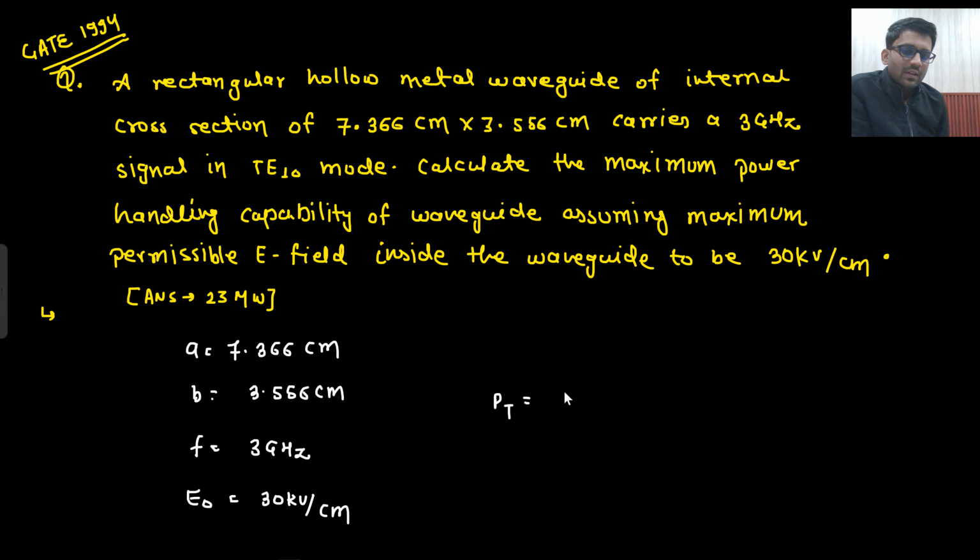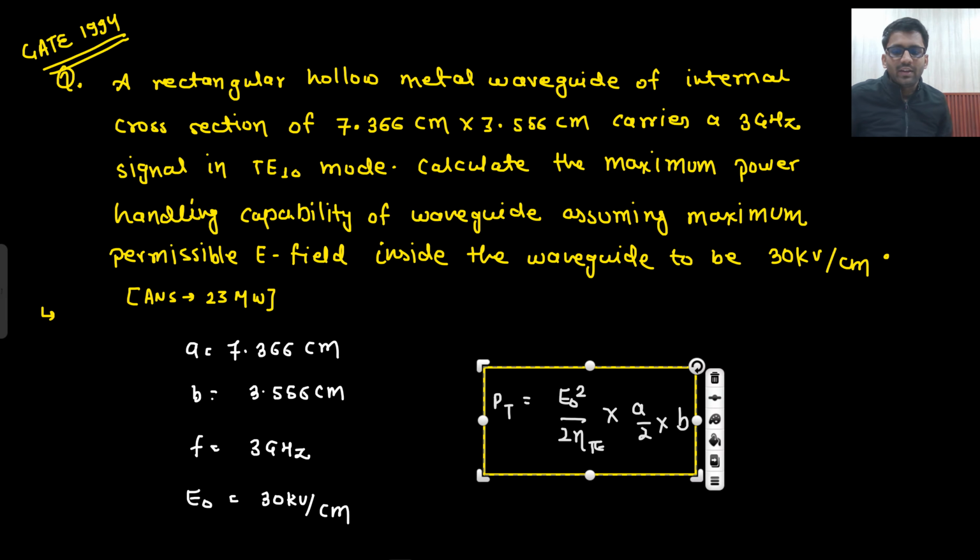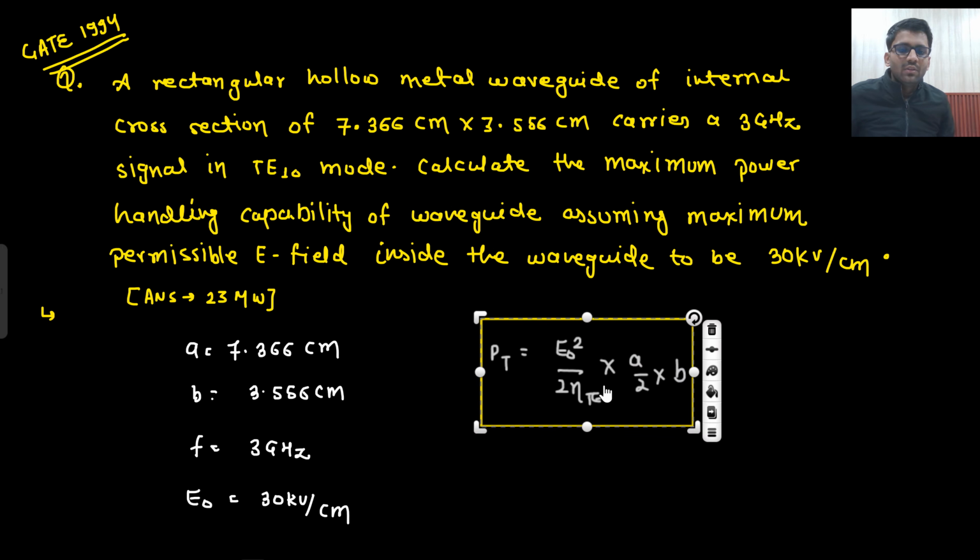So what will be the formula? This we already remember: E naught square divided by 2 eta TE into A by 2 into B. That's it. This is the formula. So now I need eta TE. This is the formula, but my task is to find eta TE now.